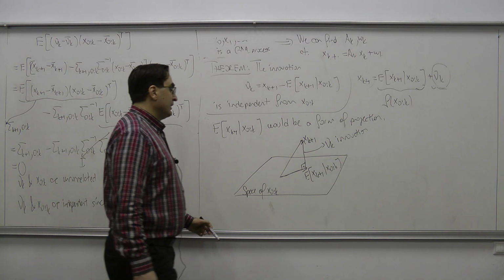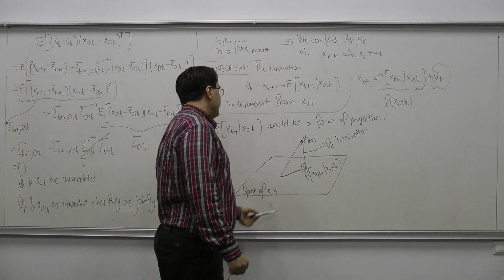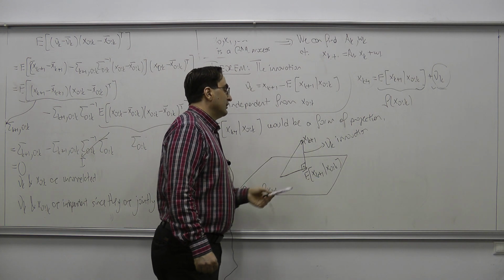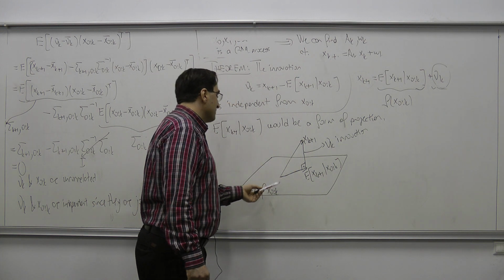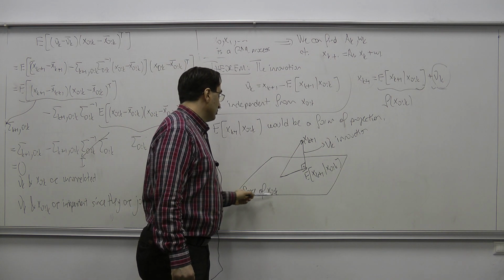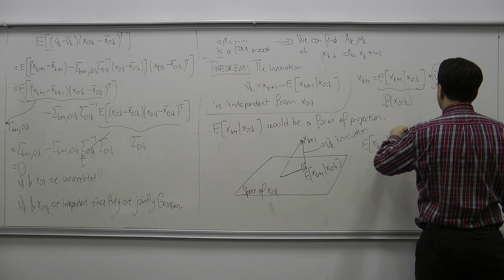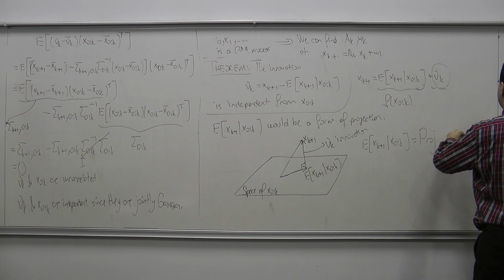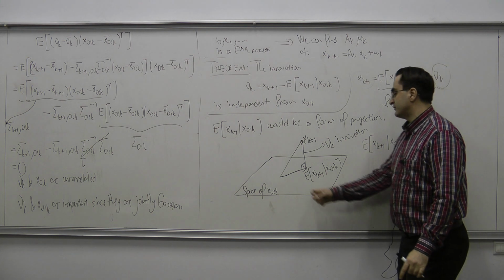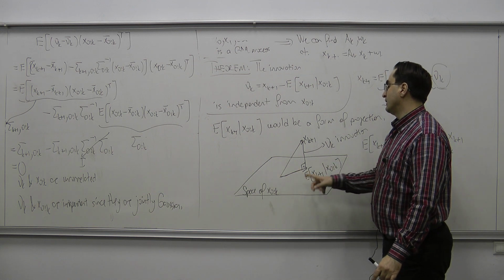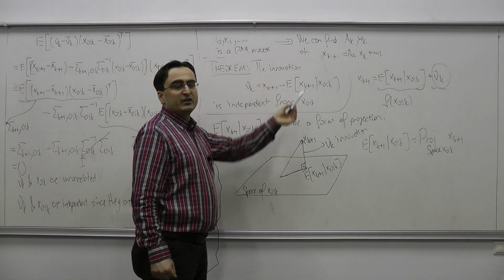Okay? So in some way here, the expected value of xk plus 1 given x0k is the closest vector in the space of past state values to the vector xk plus 1. Okay? So therefore, the expected value of xk plus 1 given x0k is nothing but the projection of the vector xk plus 1 onto the space of x0k. So in some way, this expectation calculates for us the closest vector in the space of x0k to the vector xk plus 1. And then, when I calculate the projection error, that projection error is the innovation vector.